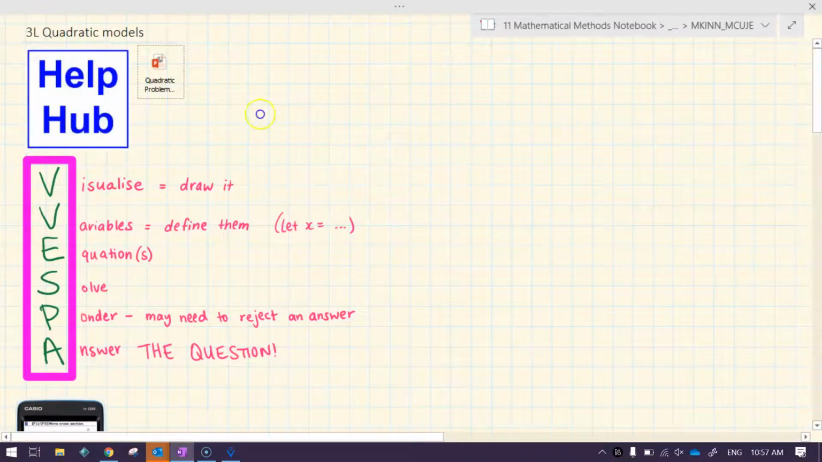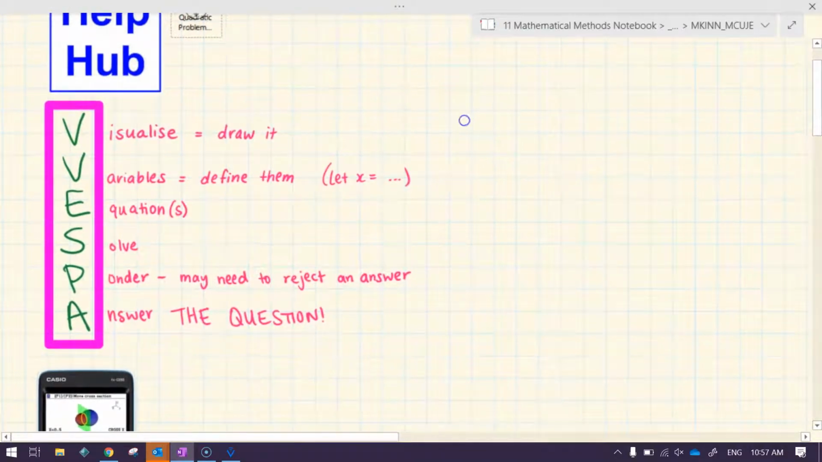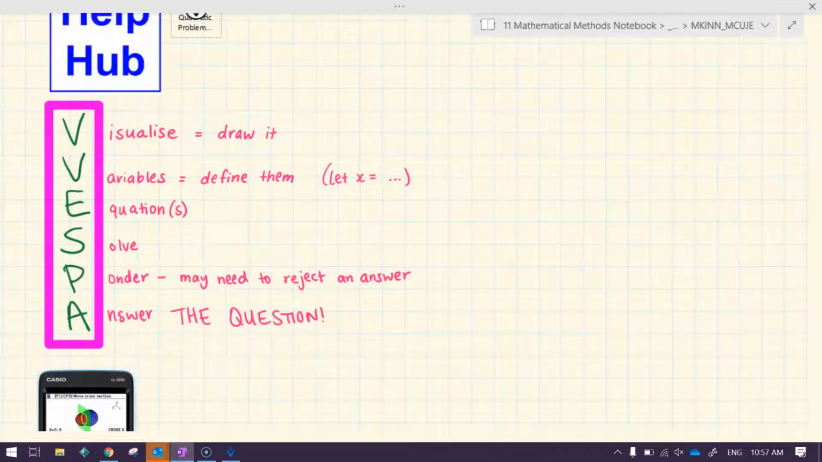There's a little mnemonic device there to help you if you are interested. Vespa, with a double V at the start. That's one of Mrs. Tucker's favourite ones. When you're dealing with forming models and solving word problems, if you follow Vespa, it will help you get all the marks you need. Just a little quiz we did then.